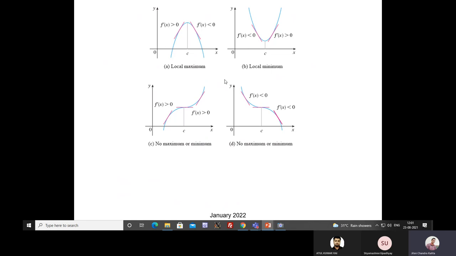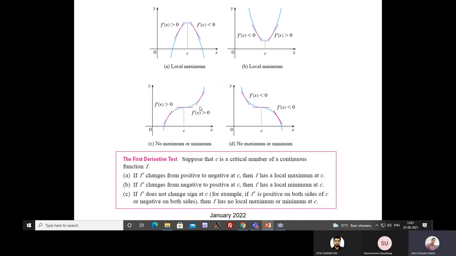And in certain cases, what is happening out here? Here, in these two cases, f is not changing its sign at a particular point. Okay. So for example, f prime. See, let me tell you. Here f prime is strictly greater than zero. Here f prime is strictly less than zero.